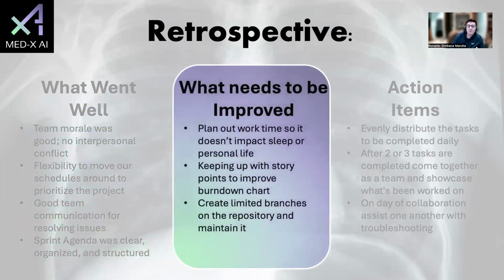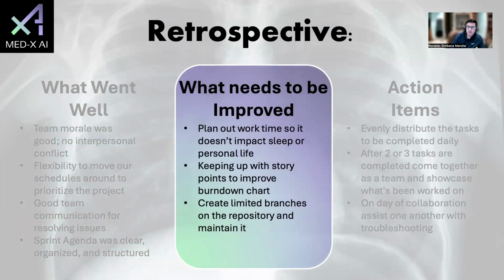Okay, so what needs to be improved? There are three things that were voted on. One is to plan out work time so it doesn't impact sleep or personal life, keeping up with story points to improve the burn down chart, and create limited branches on the repo and maintain those as well.